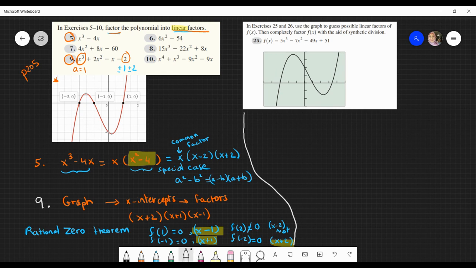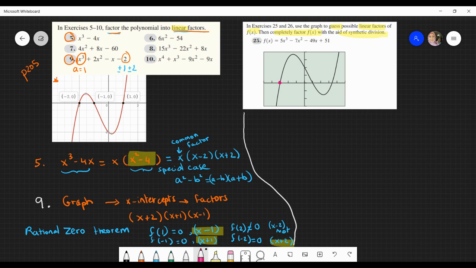25 is a little bit different, but it says, use the graph to guess possible linear factors of f of x, then completely factor with the aid of synthetic division. And even if they didn't tell us with the aid of synthetic division, we should know that after we guess some factors, we can use synthetic division.